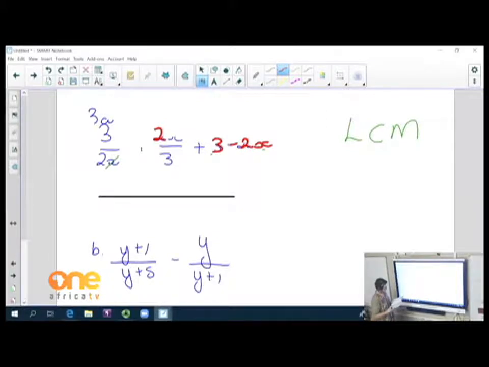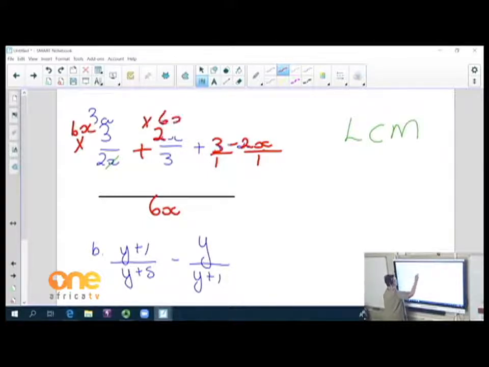Number 3, plus 2x over 3. So this is now addition of fractions, which means the LCM. Remember, these are whole numbers, so they're not part of the LCM. What would be the LCM here? 6x. So I multiply with 6x, multiply with 6x, multiply with 6x, multiply with 6x, and cancel.